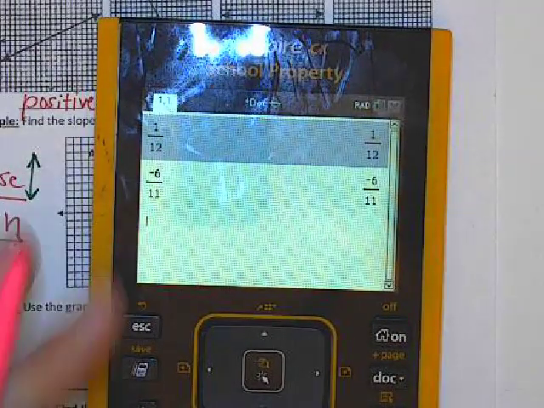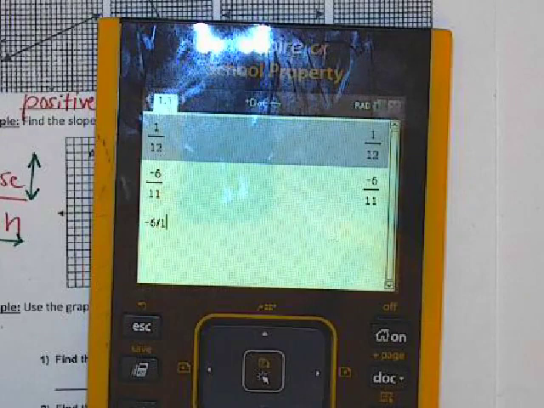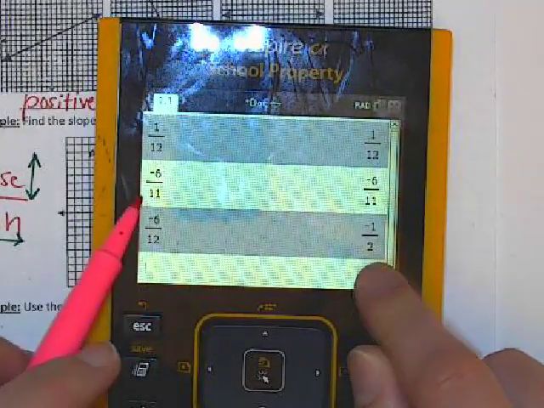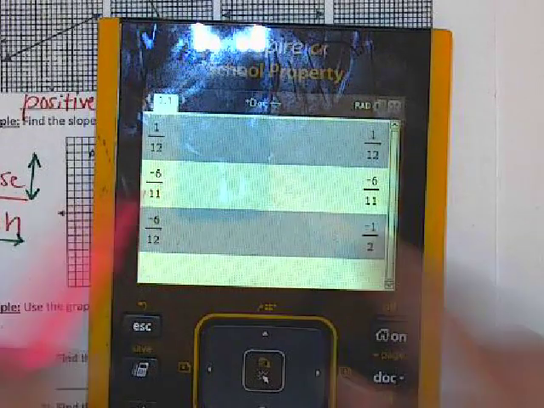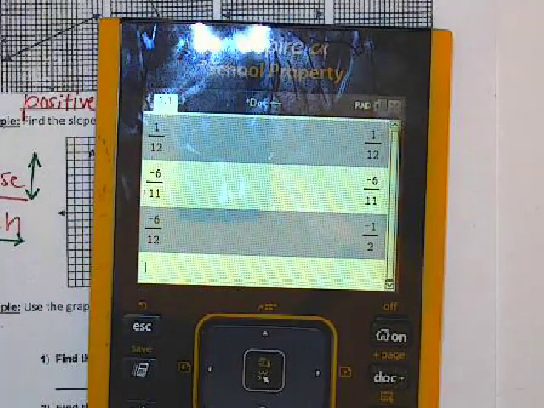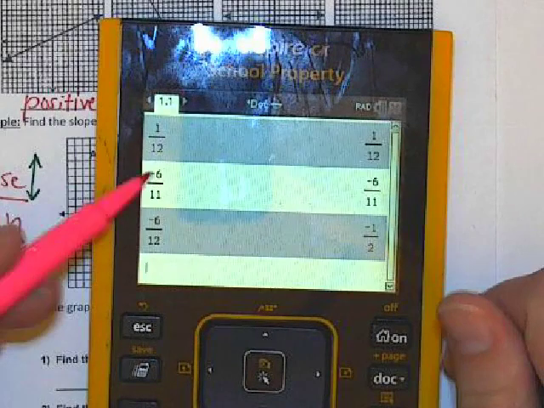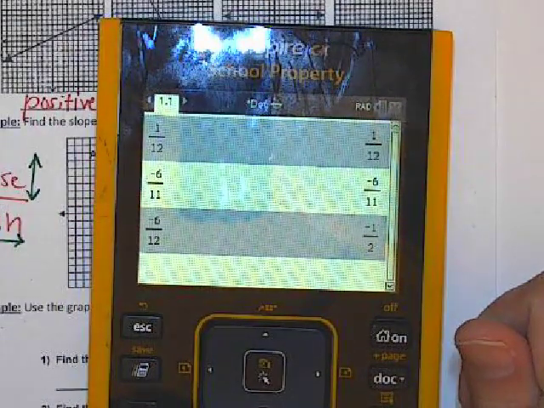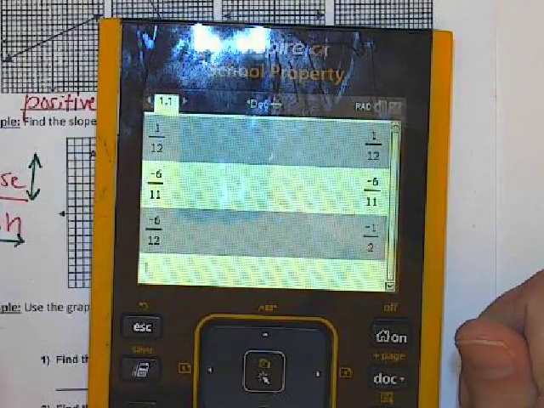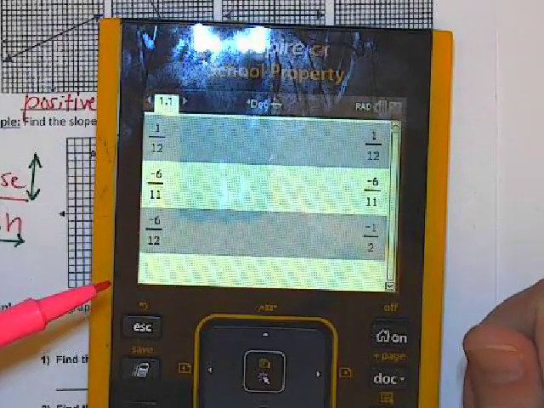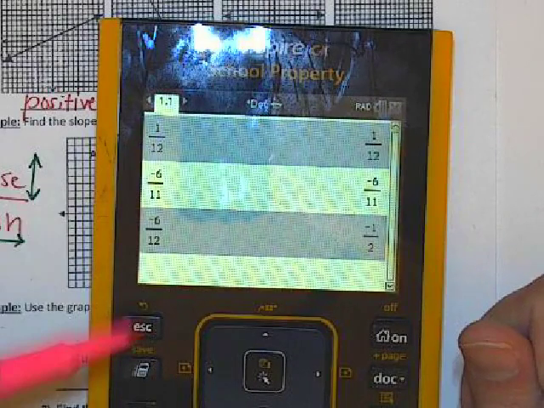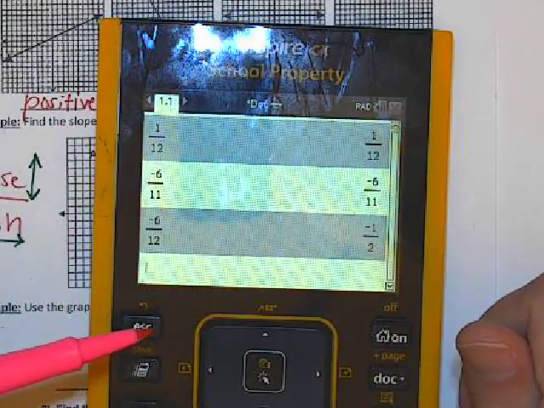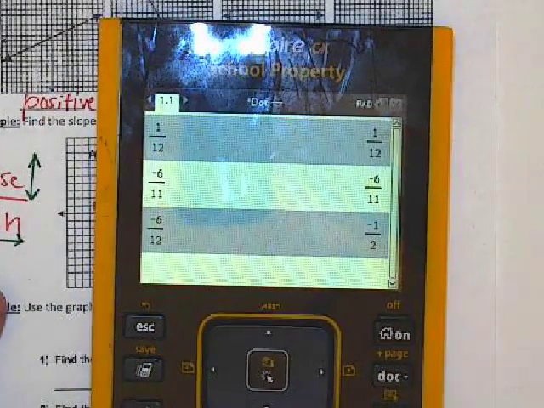Now watch. If it was -6 divided by 12, then that would be my reduced fraction. It reduces. But because I can't reduce -6 over 11, that's my answer. Okay? There's not two numbers that go into 6 and 11. Can 2 go into 6? Yeah. Can 2 go into 11? No. Can 3 go into 6? Yes. Can 3 go into 11? No. Okay? Does that make sense?